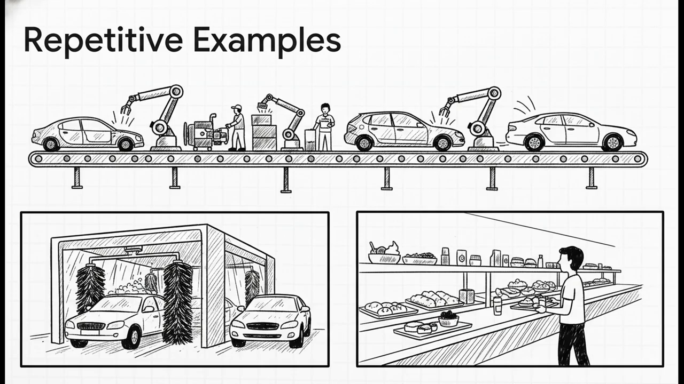But this process isn't just for making things. Think about an automatic car wash. Every car goes through the exact same steps in the same order. That's a repetitive service. Same with the cafeteria line.